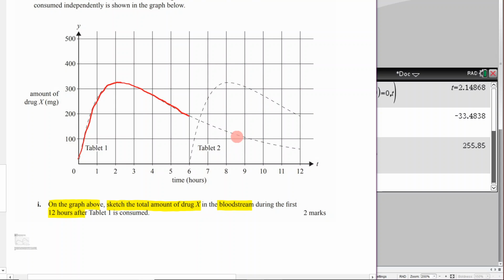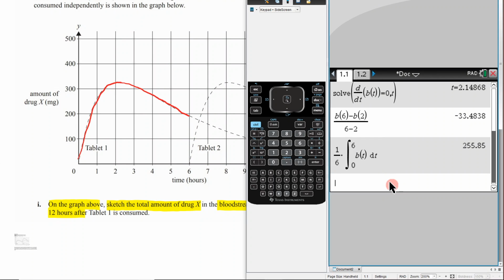The other way to approach this, and the way I think I would do this in the exam, is to use my CAS to do it as accurately as possible. What I'm doing here is taking B of t and adding onto B of t this second consumption of the tablet. It's exactly the same wave, just shifted 6 to the right. So I would come over here and define the total amount of drug in the bloodstream. So BT of t, the total amount, is going to be equal to the first tablet added together with B of t minus 6.